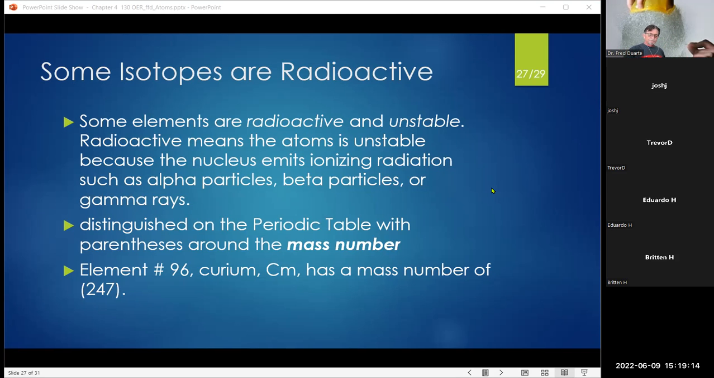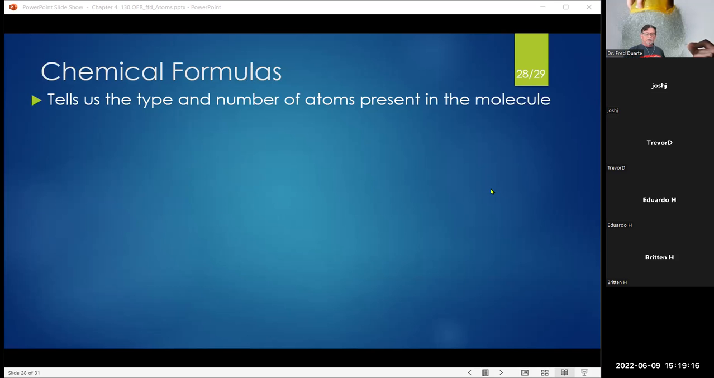Anyway, what this does now is we're getting close to finishing this chapter here. All right, so after that, let's see, chemical formulas. We're going to briefly talk about chemical formulas, and then we're going to actually, down the road, not right now, learn how to put them together. All right.